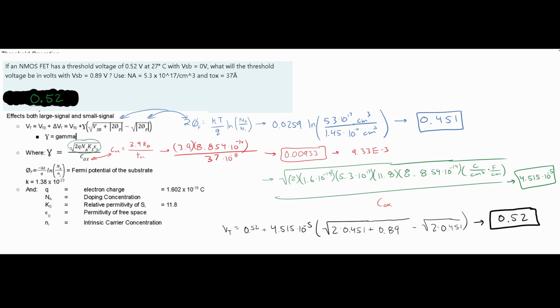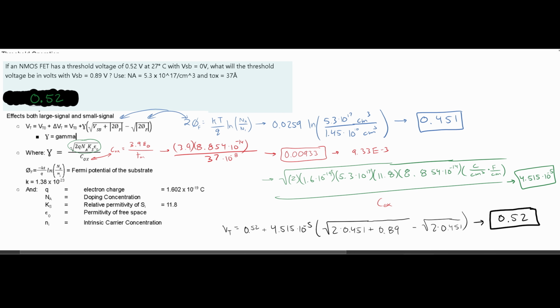If an NMOS FET has a threshold voltage of the following with VSB, what is the threshold voltage in volts with the following numbers? We're going to explain this problem and walk through it, each step. The problem might be different for you because you have different numbers, but we'll go through and show what you need to do if the numbers are different and how to solve this.